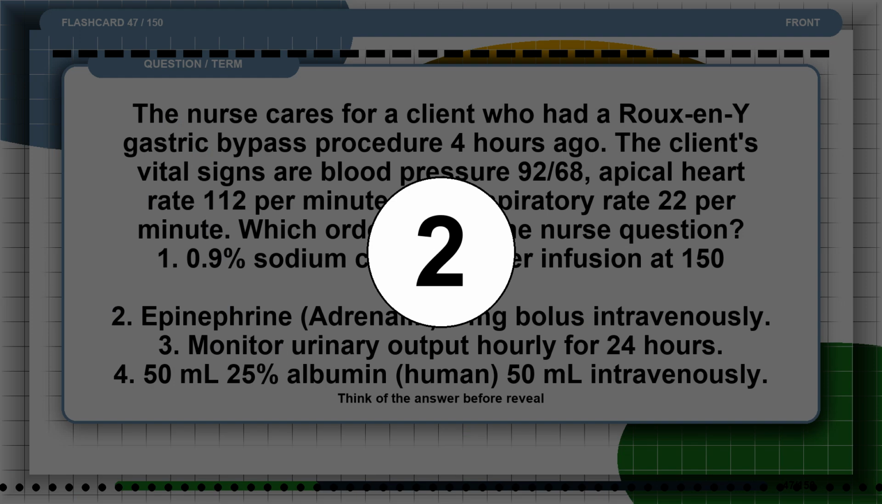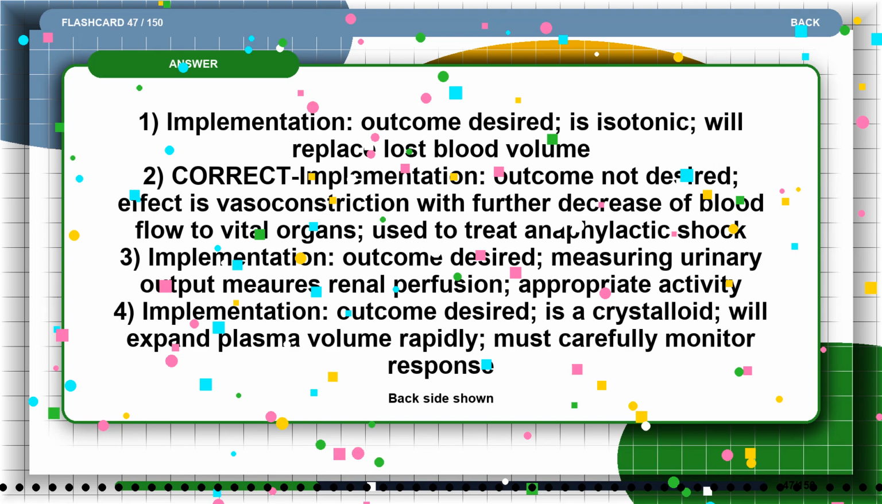The answer is 2. 1. Implementation, outcome desired. Isotonic, will replace lost blood volume. 2. Correct implementation, outcome not desired. Effect is vasoconstriction with further decrease of blood flow to vital organs. Used to treat anaphylactic shock. 3. Implementation, outcome desired. Measuring urinary output monitors renal perfusion, appropriate activity. 4. Implementation, outcome desired. Albumin is a colloid, will expand plasma volume rapidly. Must carefully monitor response.